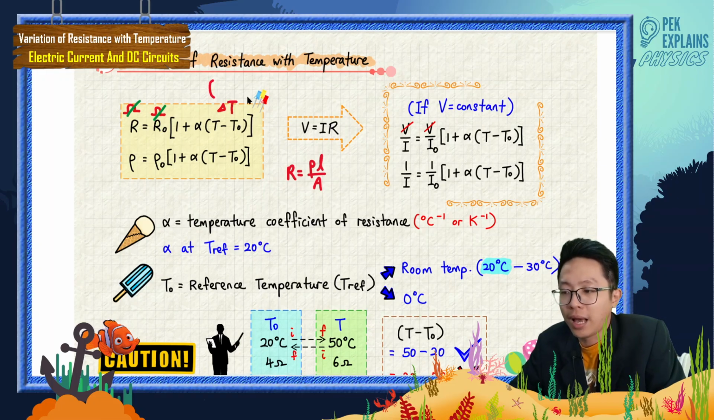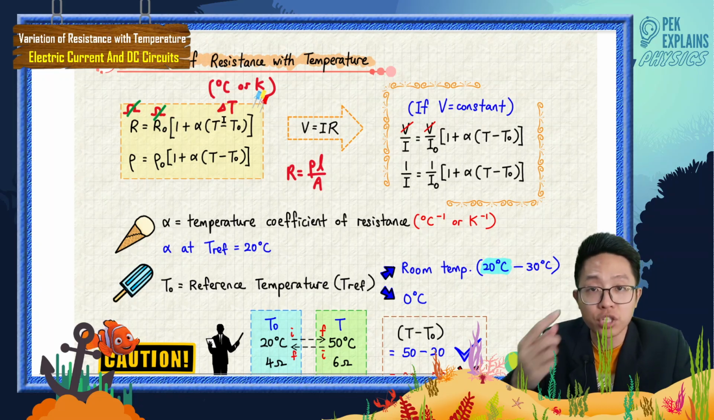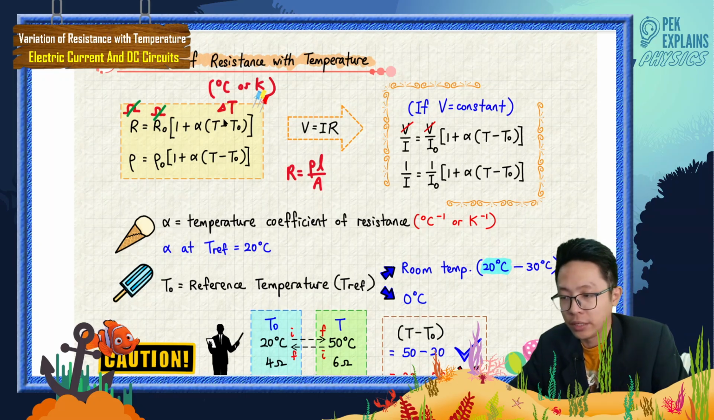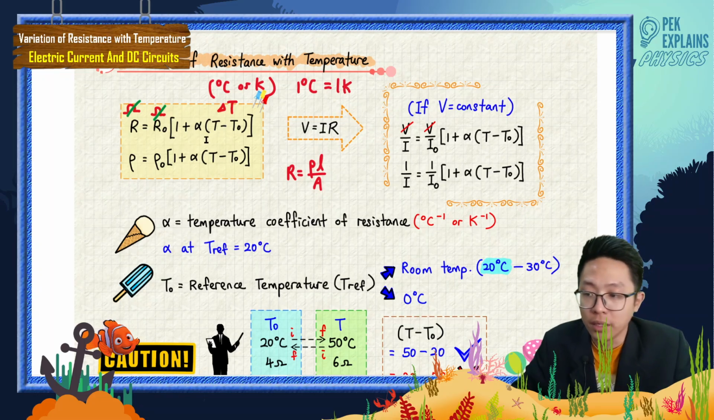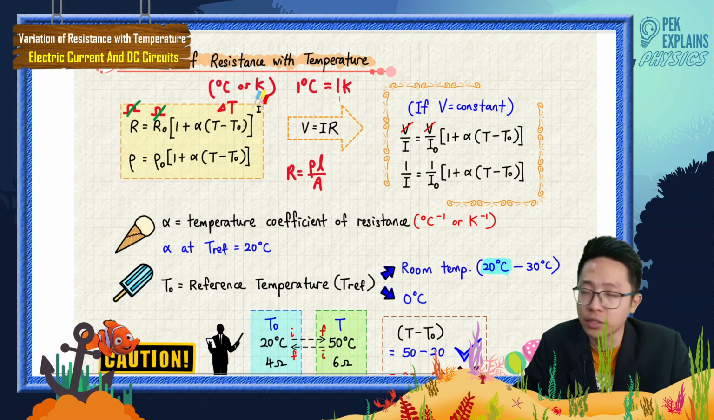Delta T can be either degrees Celsius or Kelvin, not necessarily Kelvin alone. When we talk about change of temperature, the change of 1 degree Celsius is the same as the change of 1 Kelvin, isn't it? So for the change of temperature, you can use either degree Celsius or Kelvin. You no need to change to the SI unit Kelvin. If given degree Celsius, just use degree Celsius. If given Kelvin, just use Kelvin.